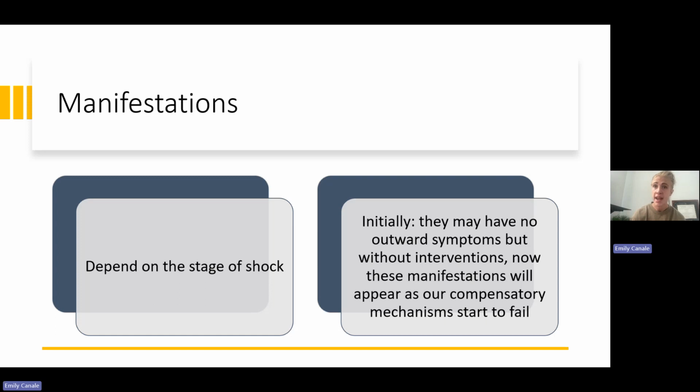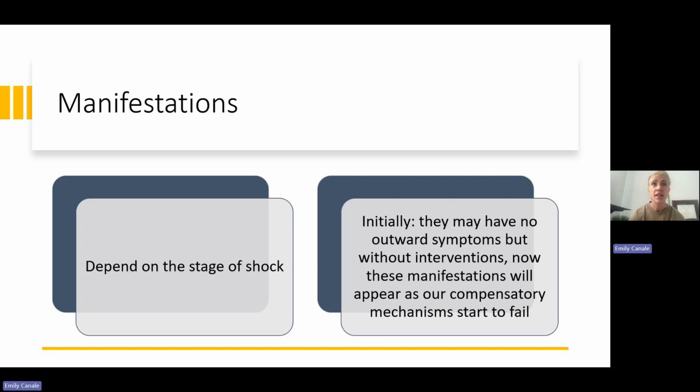So again, if we think back to those stages of shock, the symptoms are going to depend on the level of shock that the client is in. So initially, they may not have, again, any symptoms at all. They might appear normal. They might be awake talking to you. You're trying to control the fluid volume loss, right? So in the early stages, again, that blood pressure might be normal, might be a little bit high, depending, but the heart rate is typically increased because it's trying to compensate for the loss of fluid.